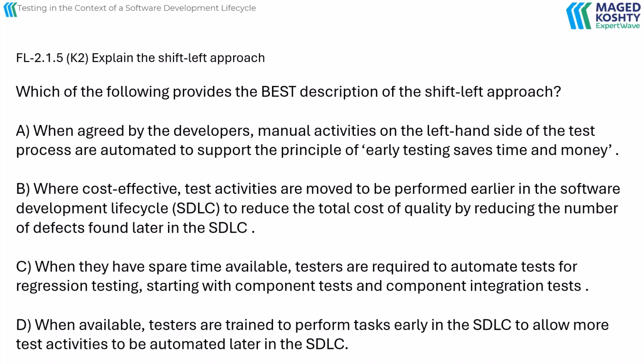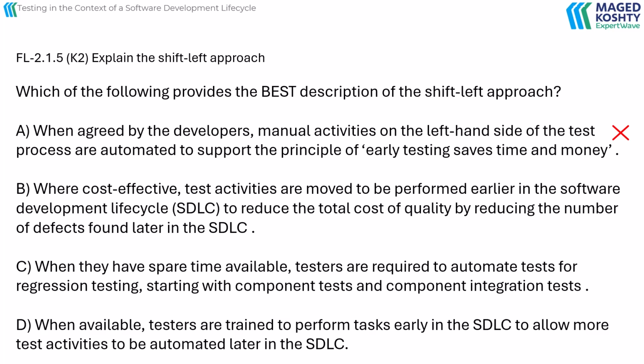Option A. When agreed by the developers, manual activities on the left-hand side of the test process are automated to support the principle of early testing saves time and money. This is not correct. The shift left approach has nothing to do with manual or automation testing or the direction of the test process. It's true though that the shift left approach supports the principle early testing saves time and money.